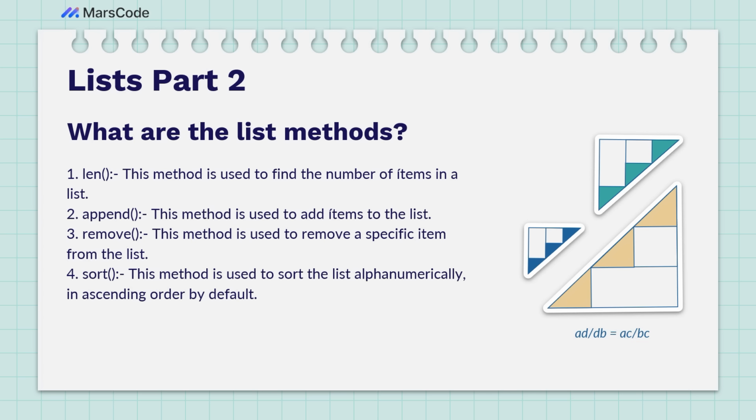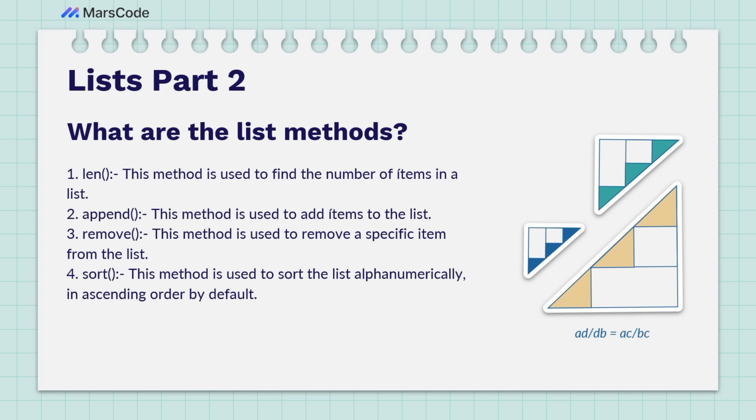The first method of list is called len. This method is used to find the number of items in a list. So for example, if you remember our previous list example where we had 3 grocery items, if you did len of groceries, which was the name of the list, it will return 3 because those are the number of items inside of the list. So that's what the len method does.